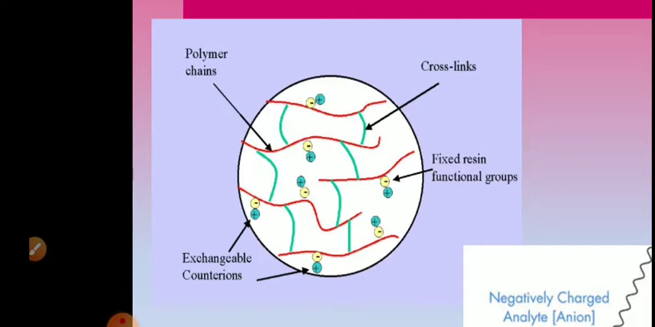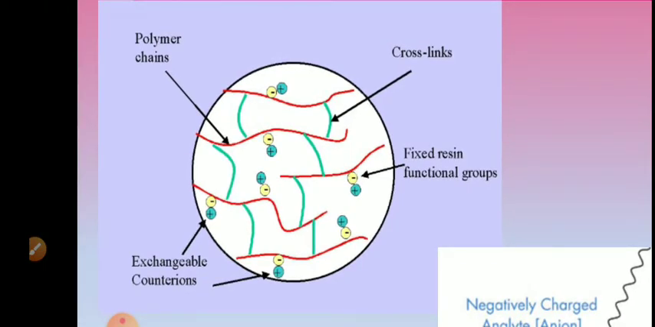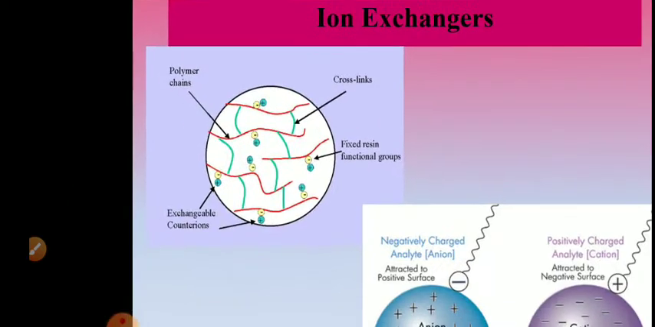The cross-linked polymer, or the inert support, is first attached to a negatively charged ion, as shown here. That is actually the functional group. To the functional group is attached an exchangeable counter ion, a positive ion, you can see. So the counter ions are exchanged, the functional groups are fixed. So here in this resin, the counter ion is positively charged. So this is a cation exchange resin.